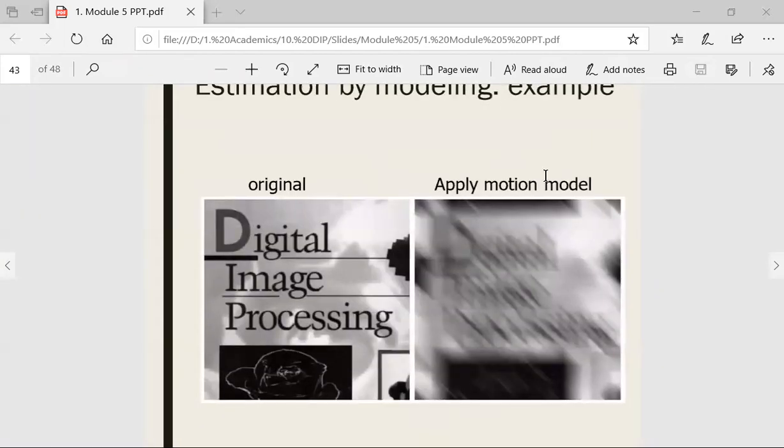Next is estimation by moving, that is the motion model. What if the image is in motion? While taking the picture, if the image moves from one position to another position, you can model it by applying the motion model also.